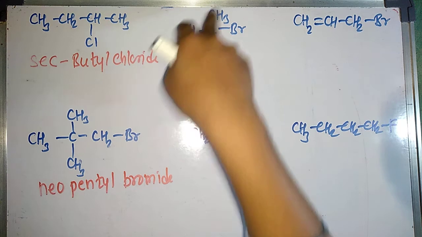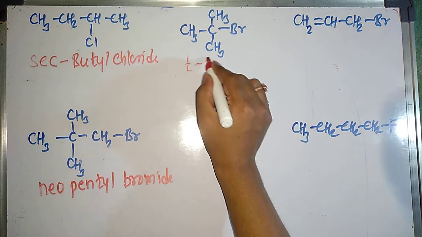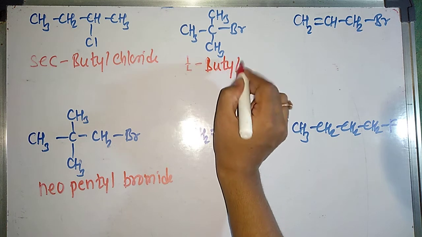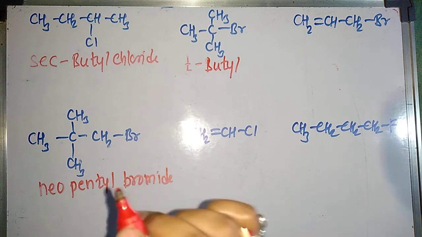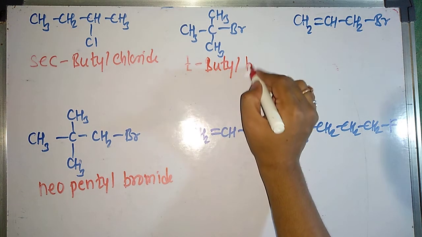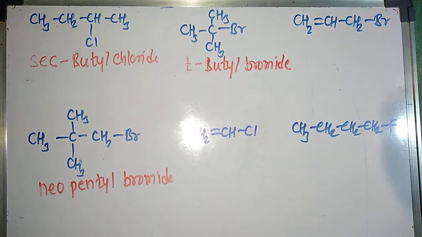Now in this case we have the alkyl group as a tertiary butyl group. Why is it tertiary butyl? Because the halogen atom is attached to a tertiary carbon atom, 4 carbon atoms are there, so definitely I will call it tertiary butyl. The halogen is bromine, so it will be bromide: tertiary butyl bromide.